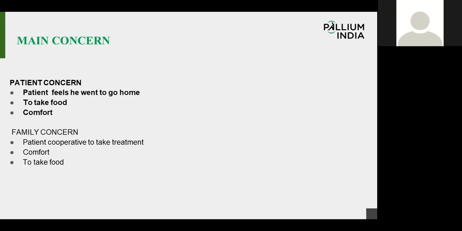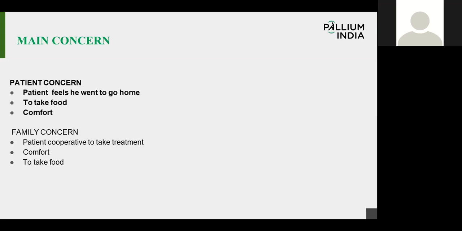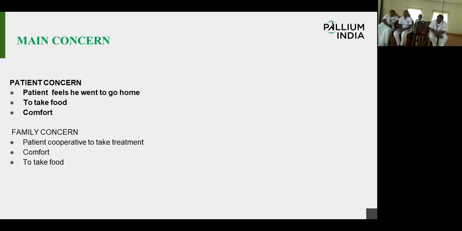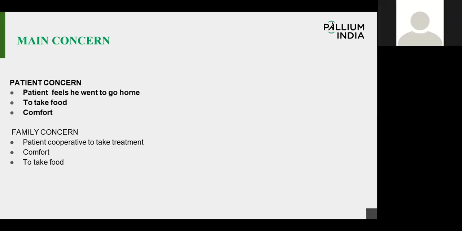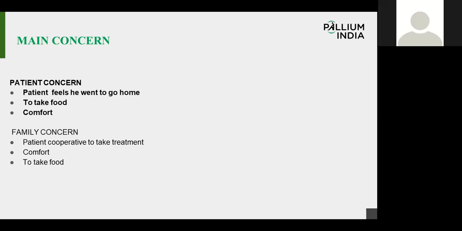Have you asked the patient what the reason is, why does he want to go home? Because you said that the patient says that he wants to go home, right? Have you tried asking the patient what is the reason behind that? Discomfort in hospital surroundings, ma'am.